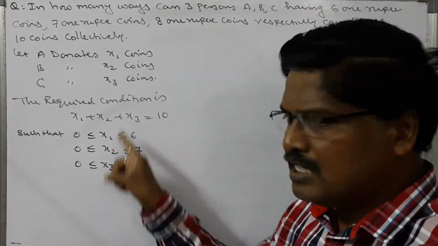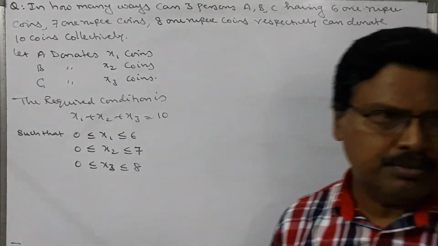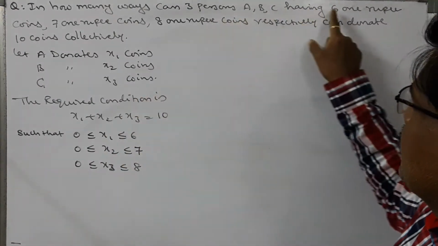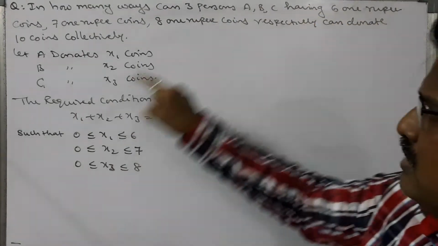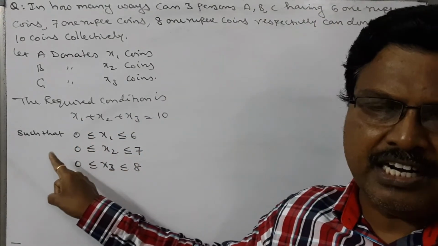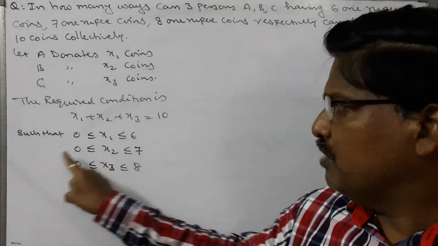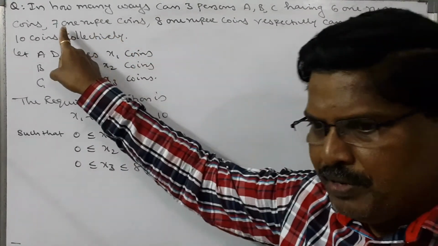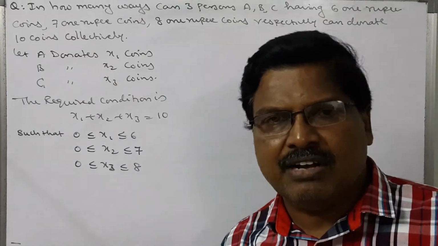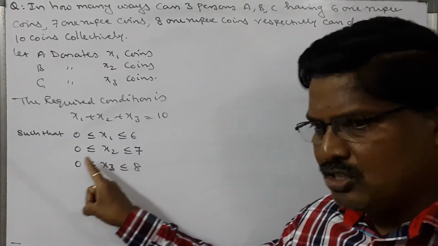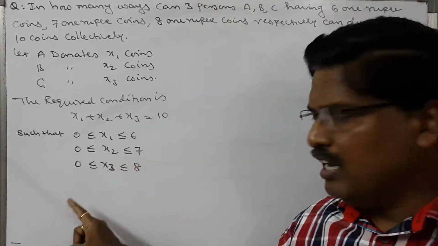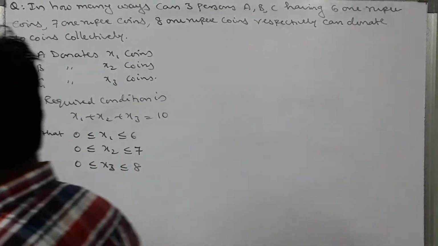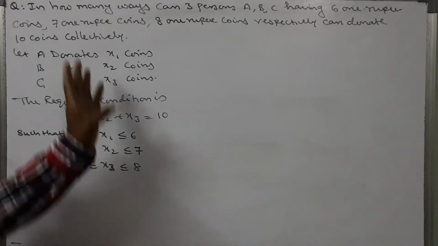Here I wrote the conditions for x1, x2, x3. What are the possibilities? A may donate 0 coins, up to a maximum of 6 coins, because he is having only 6 coins. So the integral values possible for x1 are from 0 to 6. Similarly, B is donating x2 coins, but B is having a maximum of 7 coins. That's why the possibilities for x2 are 0 to 7. Similarly, the possibilities for x3 are 0 to 8. So now let us apply the multinomial theorem to get the number of ways.